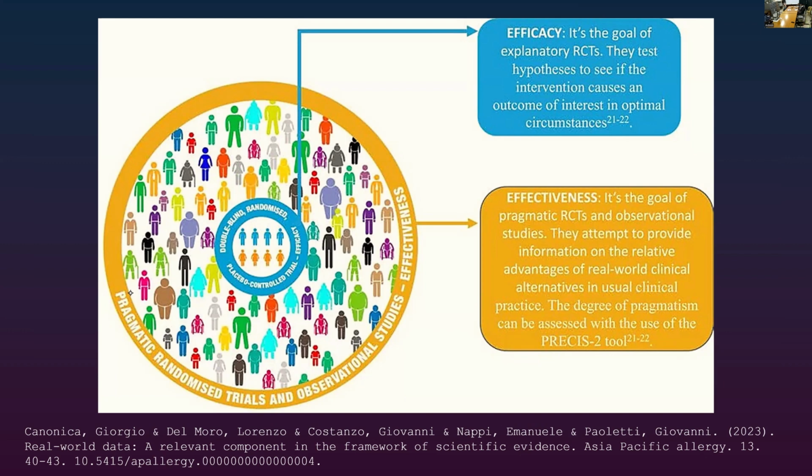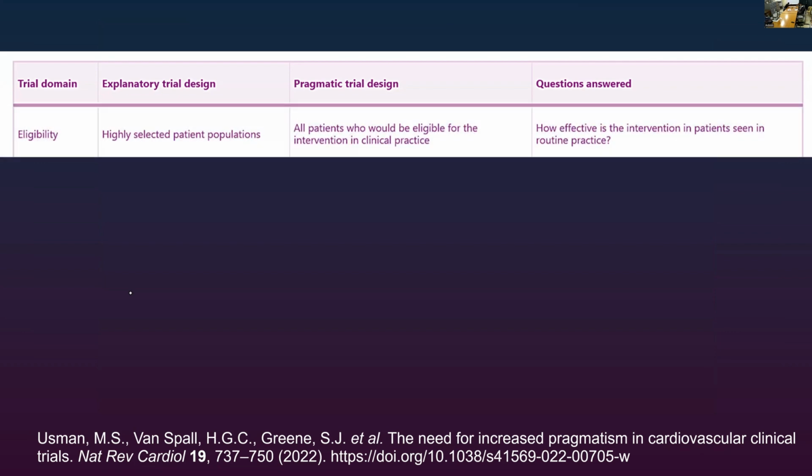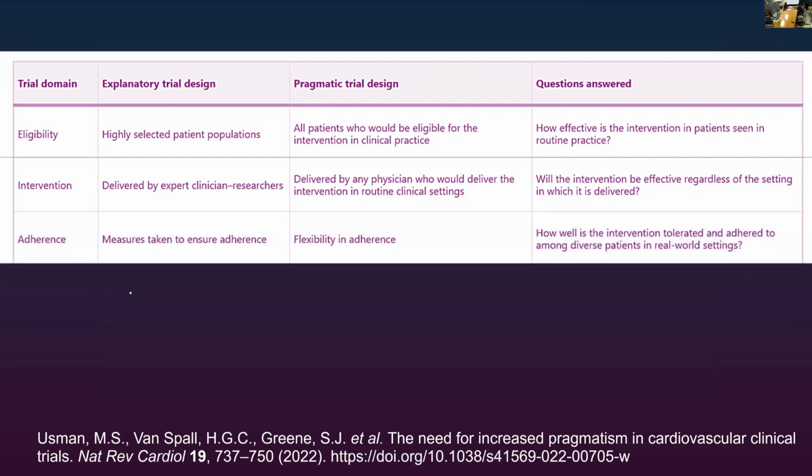Our reviews usually address questions about internal validity, and we sometimes forget to think about external validity, what is relevant to the patient in front of us. So here are a few points we can get from pragmatic trials. The first question is, how effective is it in routine patient care? The pragmatic trial looks at all the normal patients that we see in clinical practice, whereas the eligibility of an explanatory trial is very highly selected patients. Will the intervention be effective regardless of the setting? Here it is delivered by a physician in routine practice, primary care or secondary care, whereas the intervention in an explanatory trial may only be given by expert clinician researchers. Then, how well is the intervention tolerated in the real world?